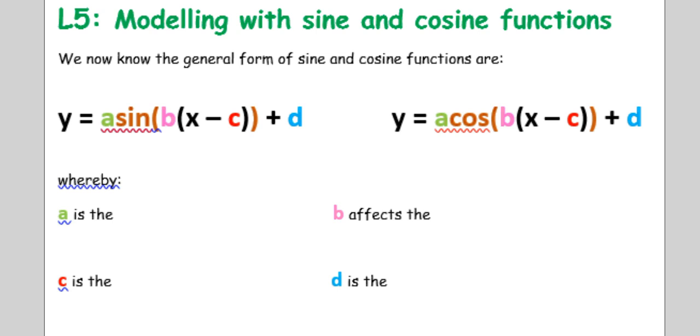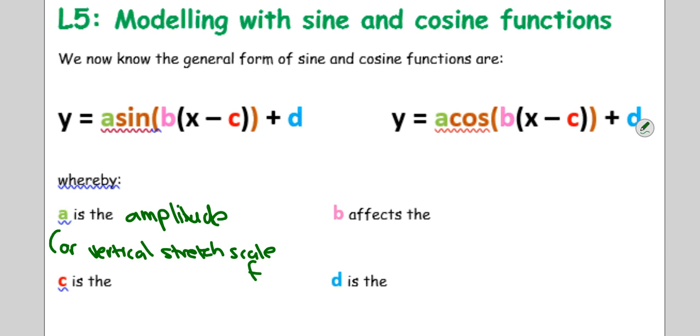We know the general form of sine and cosine functions has parameters A, B, C, D, with some sine in it, whereby A is the amplitude. You might think of it as the vertical stretch. The vertical stretch scale factor is another way of looking at it. So the amplitude, or vertical stretch scale factor.